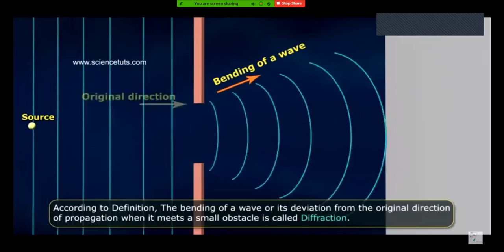So due to the same phenomenon, suppose there is a dark room, and you have a door in that dark room, and let's say there is a lamp or tube light over here.